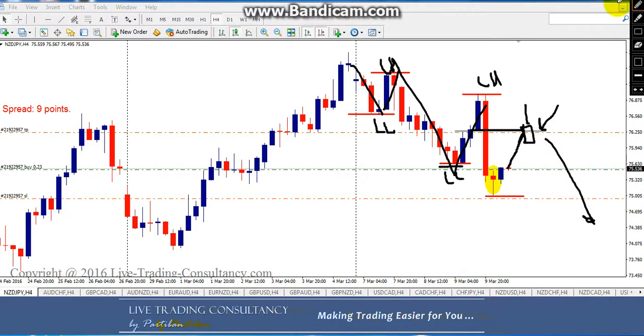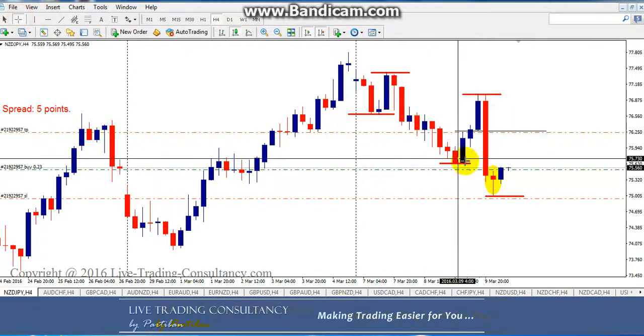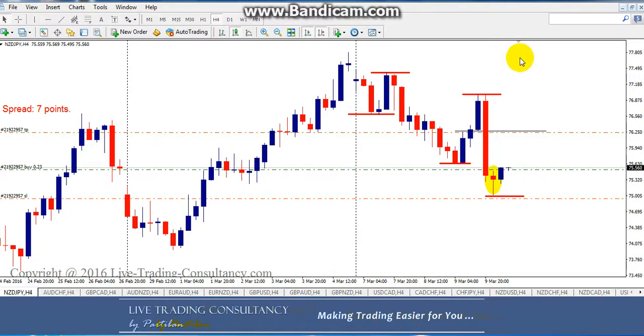But if the market breaks above this key level, assume that it breaks above this and then creates a new high, then it's an uptrend, continuing uptrend. So I'm going to keep my trade till here. That will be almost like 220 pips, 220 pips.